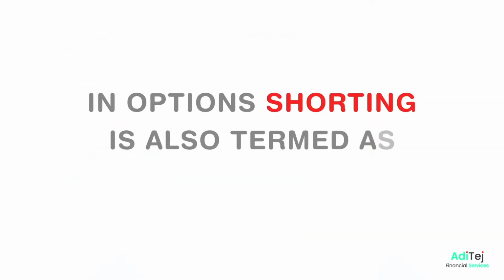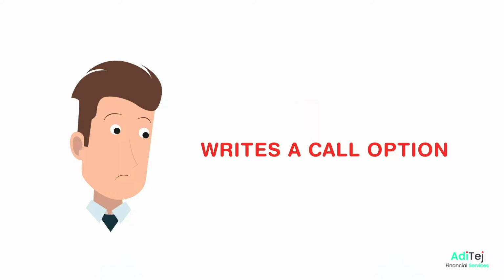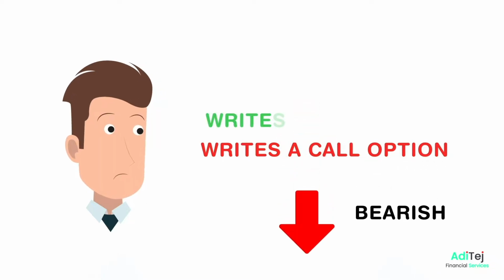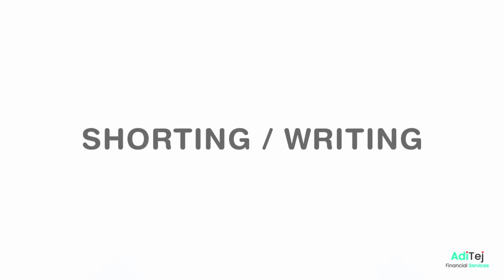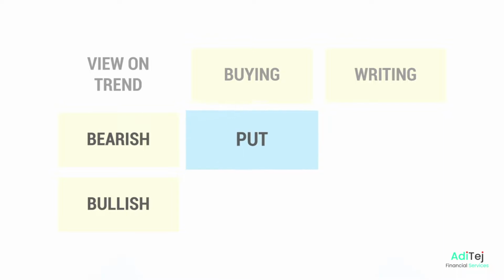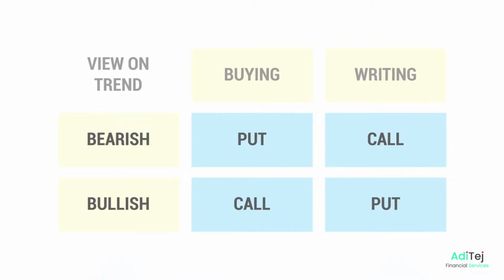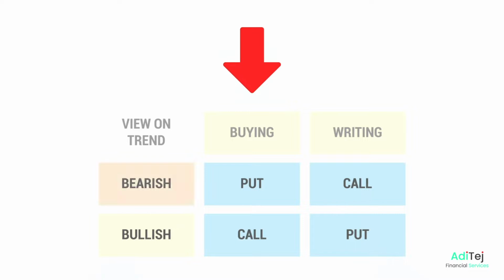In options, shorting is also termed as writing: call option writing and put option writing. When a trader writes a call option, he has a bearish view, and when he writes a put option, he has a bullish view. So, shorting or writing is exactly the opposite of buying or taking a long position. This table will help you understand what option buying and option writing are. If a trader has a bullish view, he can either buy a call option or sell a put option. Similarly, if he has a bearish view, he can either buy a put option or sell a call option.